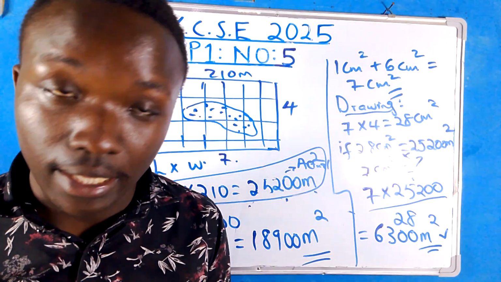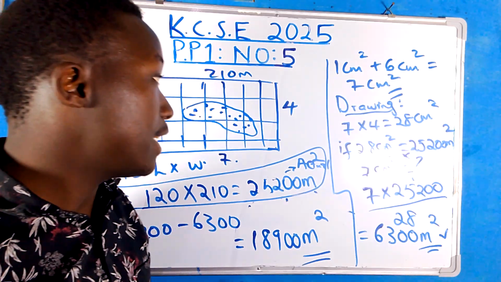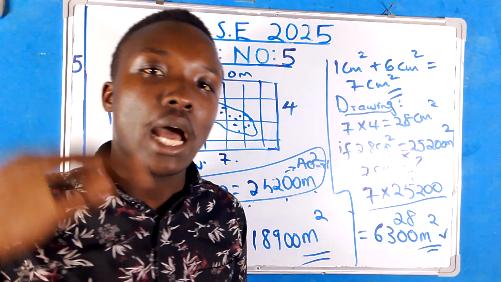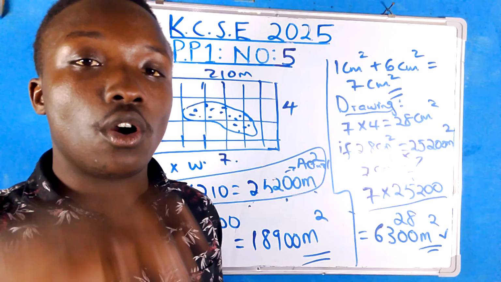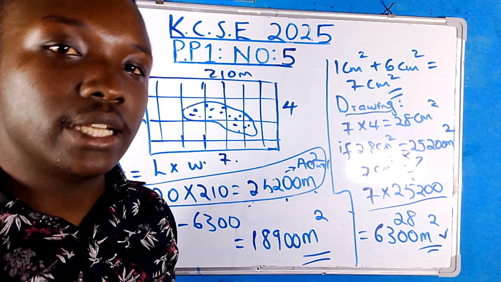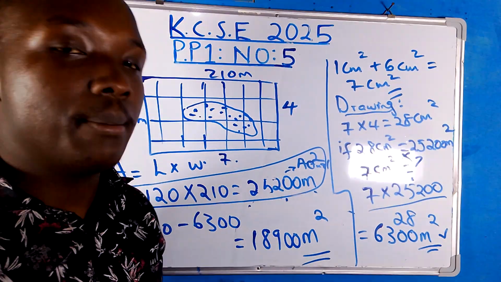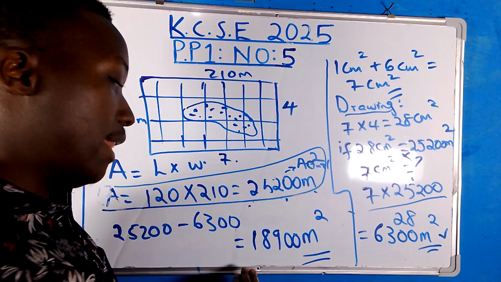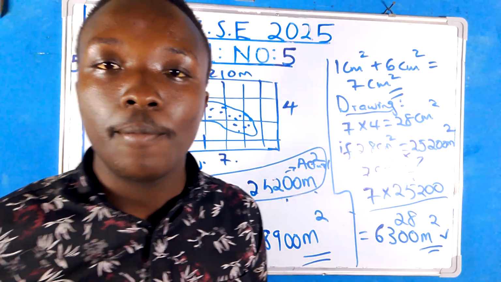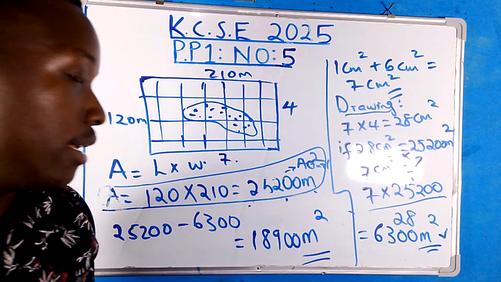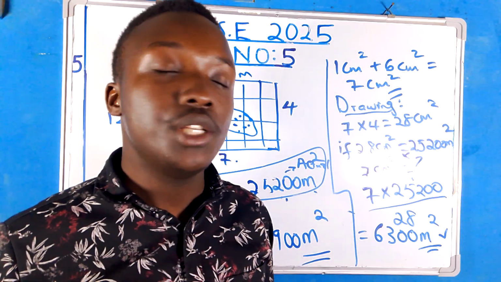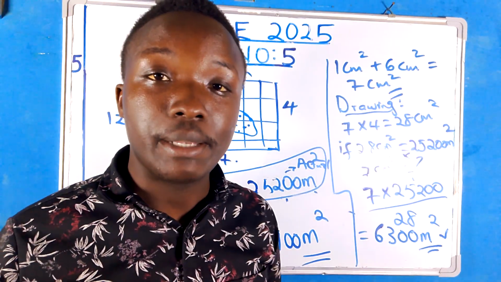And that is how we answer the question. Don't forget, I've said that in this question, I will display the actual question on my thumbnail. So you will get the actual question on the thumbnail, but this is how we solve, and the actual answer is 18,900 meters squared.